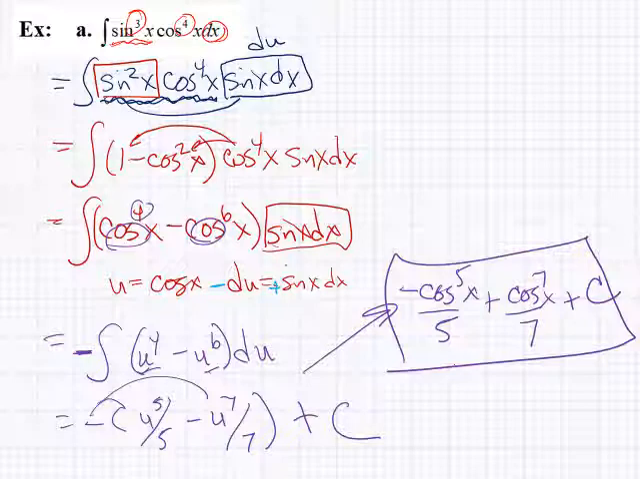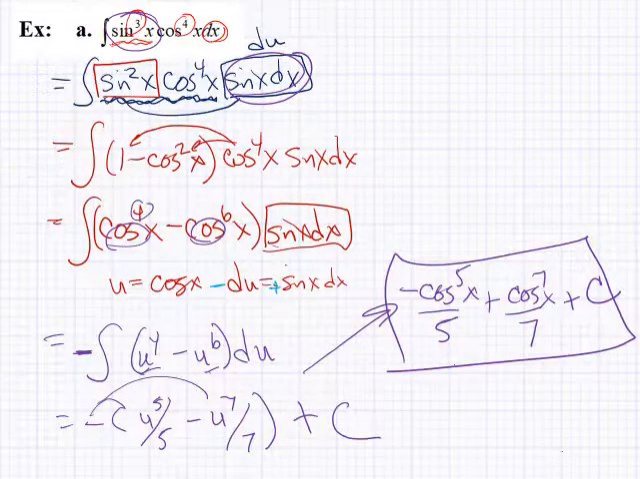So that little technique of saving a sine for the end is how this whole thing works. But that can only be done if sine was to an odd power in the beginning.